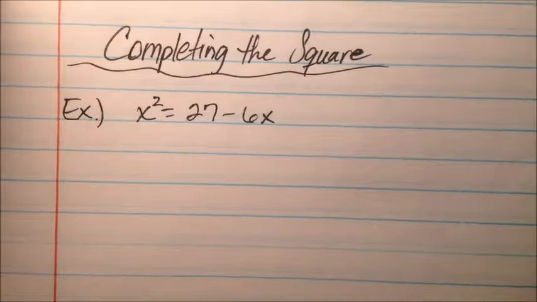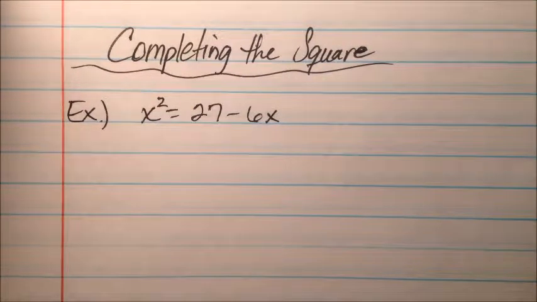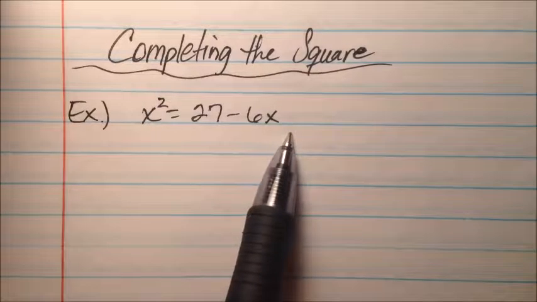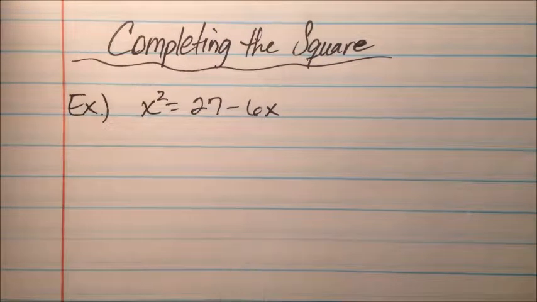In this video, I'm going to discuss completing the square as a method for solving quadratic equations. I'm going to work through several examples of varying difficulties, and we'll start with a pretty simple one in the first one. So we have x squared equals 27 minus 6x.